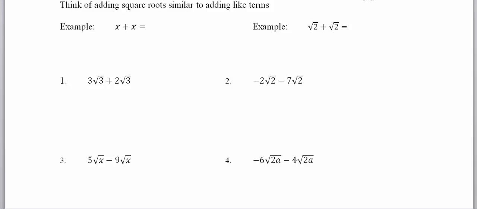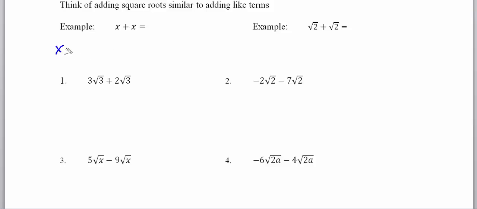This is Mark Anderson for Kellogg Community College, and today we're going to look at adding and subtracting radicals. One of the things I have to remind you, though, is that adding and subtracting radicals is much different than multiplying radicals or multiplying exponents altogether.